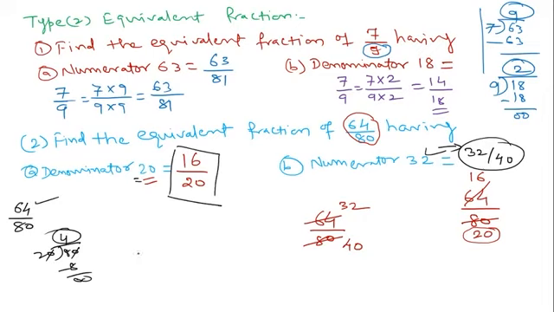I hope all of you understand how to find out the equivalent fraction. If it is larger and you have to make it smaller, first find out a particular number, then divide this fraction by this number.